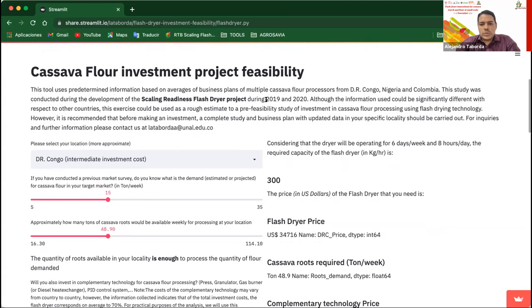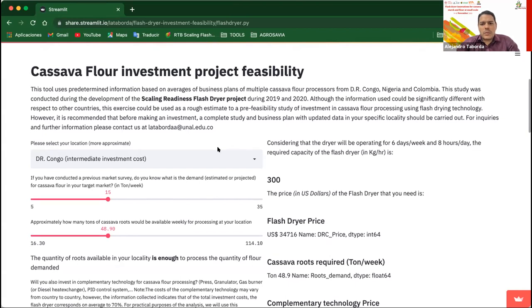This is important to use because yesterday in the chat box, I saw that some of you said that the price of steel has increased a lot. That is normal. That happens as well here in Latin America after the pandemic, after the COVID situation. So maybe the prices that you find in this web tool are lower than the current reality in your country. But this could be an interesting exercise that you can do with this web tool.